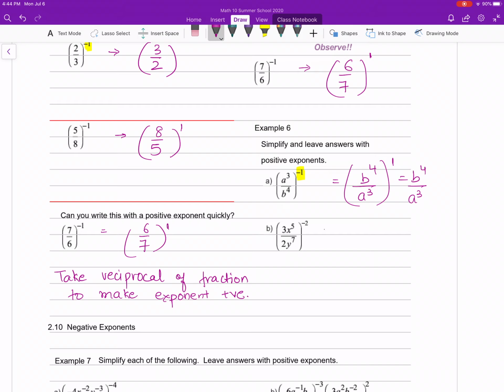Next thing, same. I'm going to make the exponent positive. So take the reciprocal. 2y to the 7, 3x to the 5, and 2. Now I'm going to give this exponent to everything inside the bracket. So 2 squared, y to the 14, 3 squared, x to the 10. So 2 squared is 4, y to the 14, 9, x to the 10.